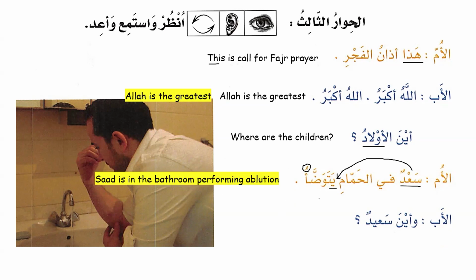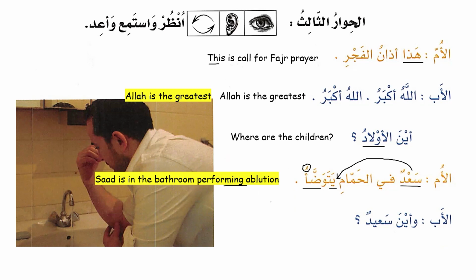One more thing I need to tell you about the present tense. You might have seen in the translation of the previous slide that yadhabu means he goes, and also he will go, and also remember that the present tense can be used for the progressive tense as well. For example, performing wudu. So the present tense in Arabic, al-fi'l al-mudari', is used for the present. It is also used for the future, and it is also used for the present continuous.